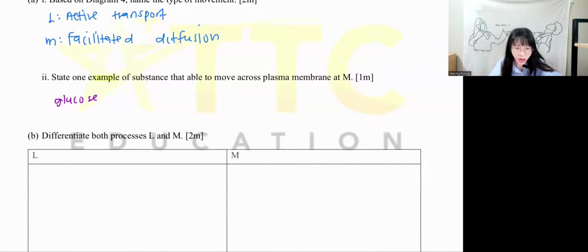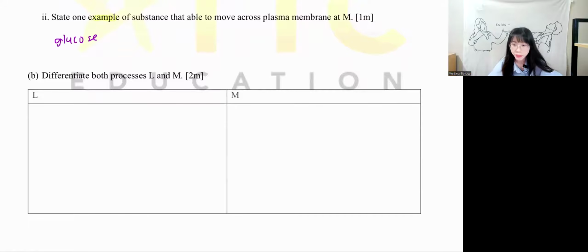Differentiate both process L and M. Okay, to differentiate process L and M, 2 marks, you're gonna write 2 differences. The easiest one to write between these two is whether they need energy or not. Does active transport require energy?